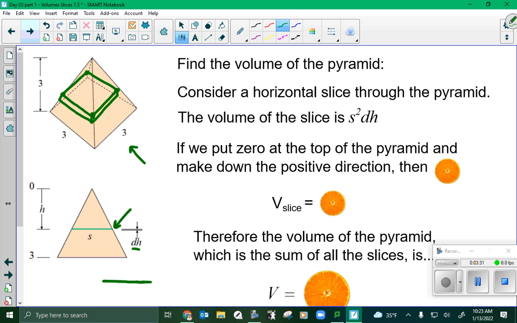And the thickness of this slice is dh, okay? And then let's call this S for side, okay? So for the volume of anything, I find the area and I multiply it times its height. Okay, I take the area of this top and I multiply it times its height, which is this distance here. Length times width times height, so to speak. All right, so I can take my side, S. This side is also S. That's where I get my side squared.